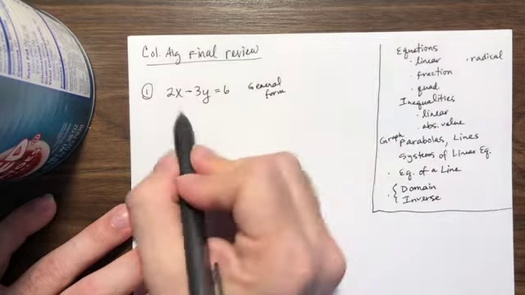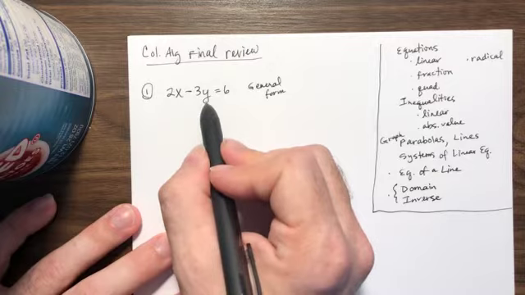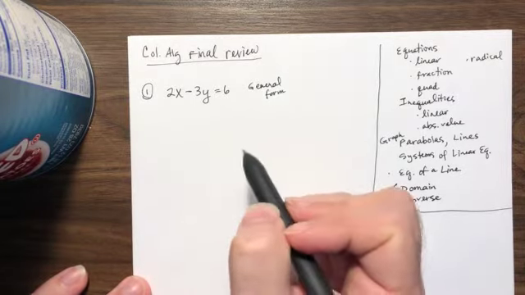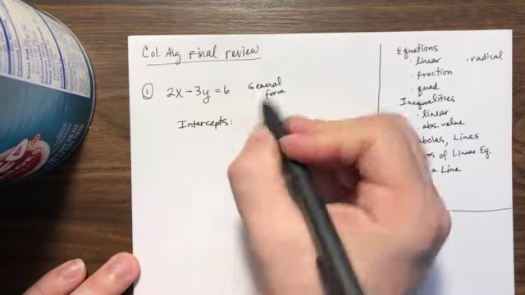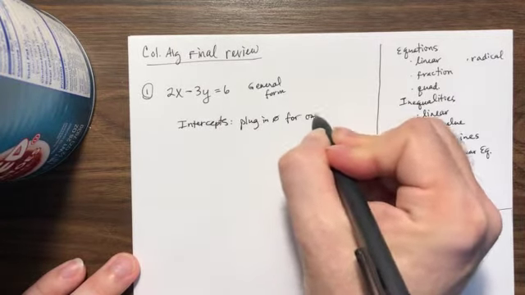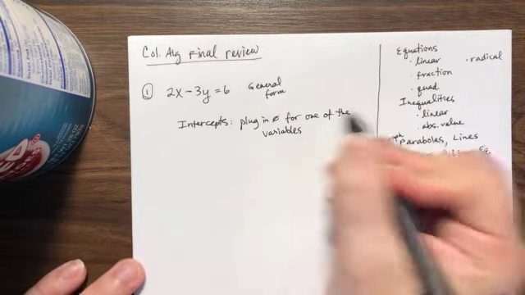You could rewrite this so that it's in slope-intercept form by getting y all by itself, or you can use some of the formulas that are on that first page. Oh, okay, that's fine. You could do that, or you can find the intercepts to graph it. I like the intercept method for this. So intercepts, you're going to plug in 0 for one of the variables, in case you've forgotten that.